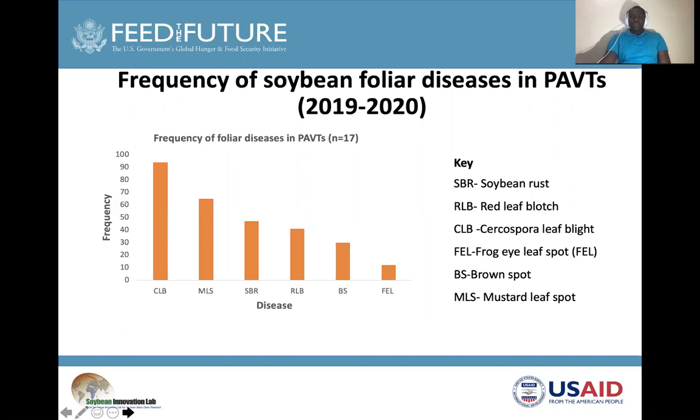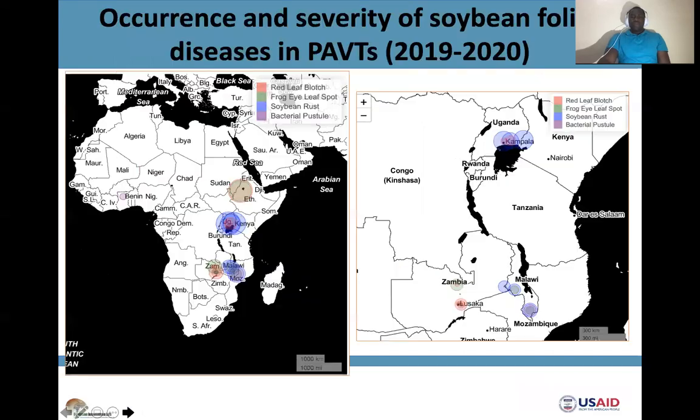So we further went ahead to look at the severity of these diseases. Looking at this map, we have 4 diseases that are represented by different colors, and the circles represent the severity of each disease in the countries where they are observed. The bigger the circle, the higher the severity. For instance, when we zoom in, we see that soybean rust, which is blue in color, was observed in Malawi as well as in Kenya and Uganda.